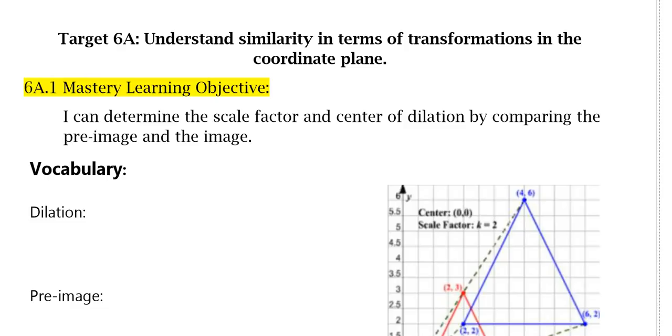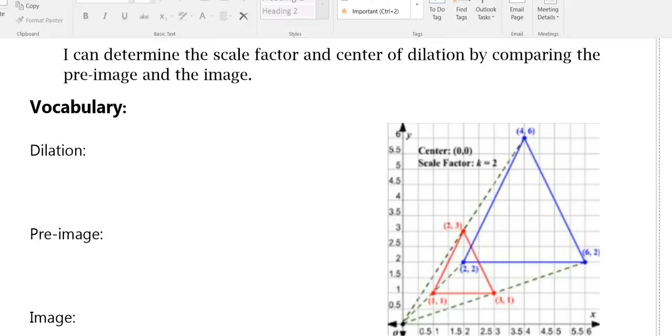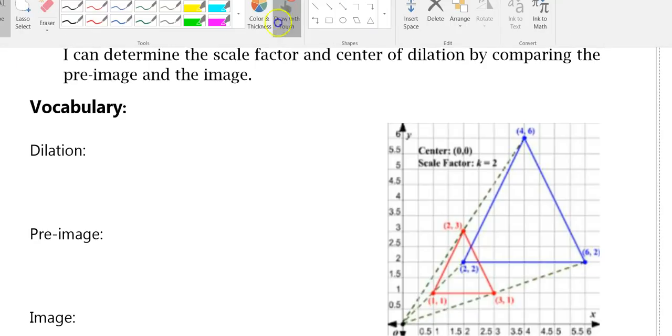All right, we are now looking at KC6. So we are looking at target 6A. In target 6A, we're going to understand similarity in terms of transformations in the coordinate plane. So looking at 6A.1, I determine the scale factor and center of dilation by comparing the pre-image and the image.